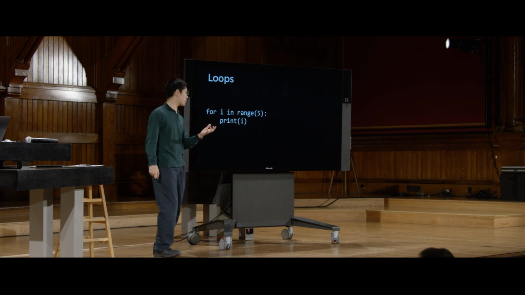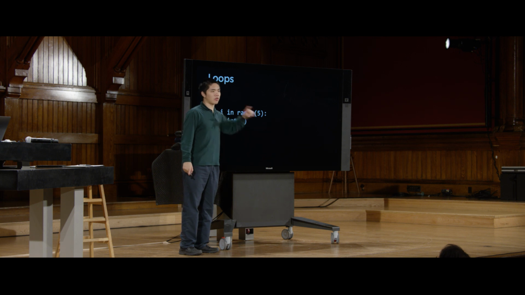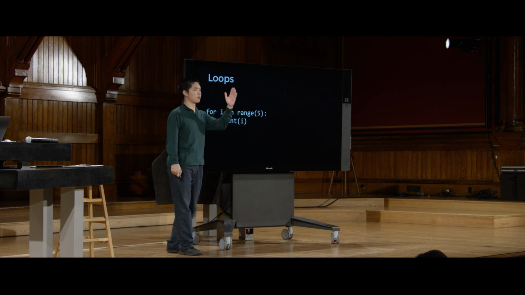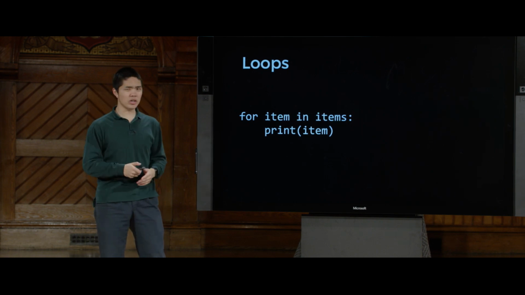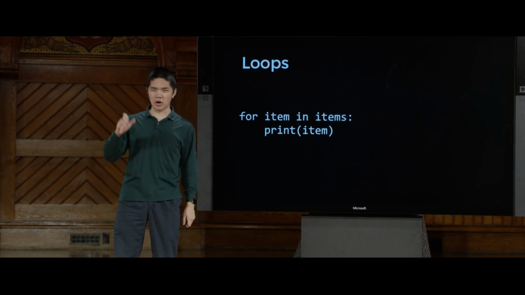Loops were a little bit simpler in Python. For i in range 5 was the way of looping from 0 up through 4, so not including 5. We could run a loop that way. We could also loop over a data structure.